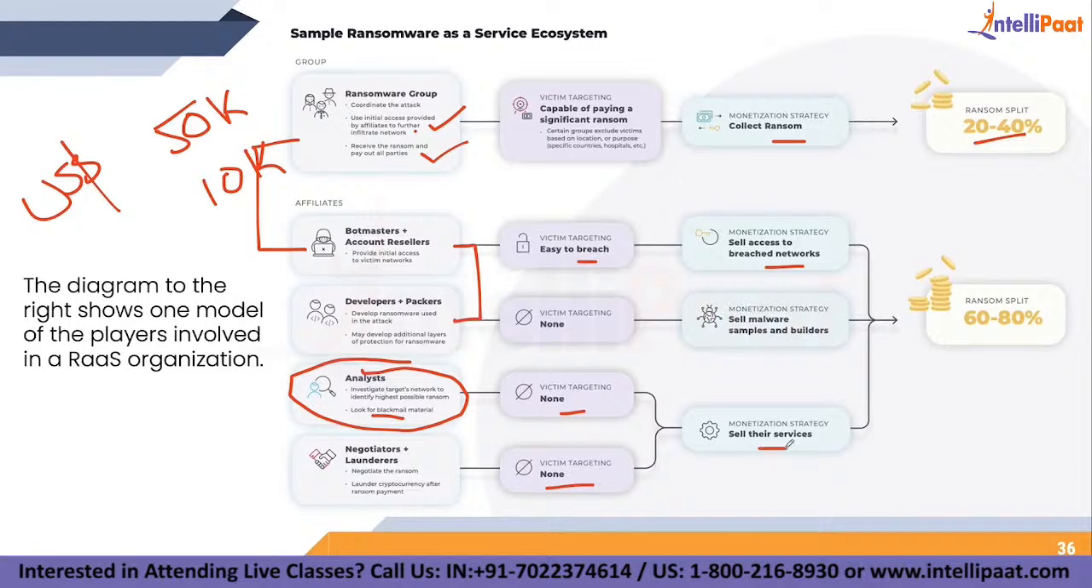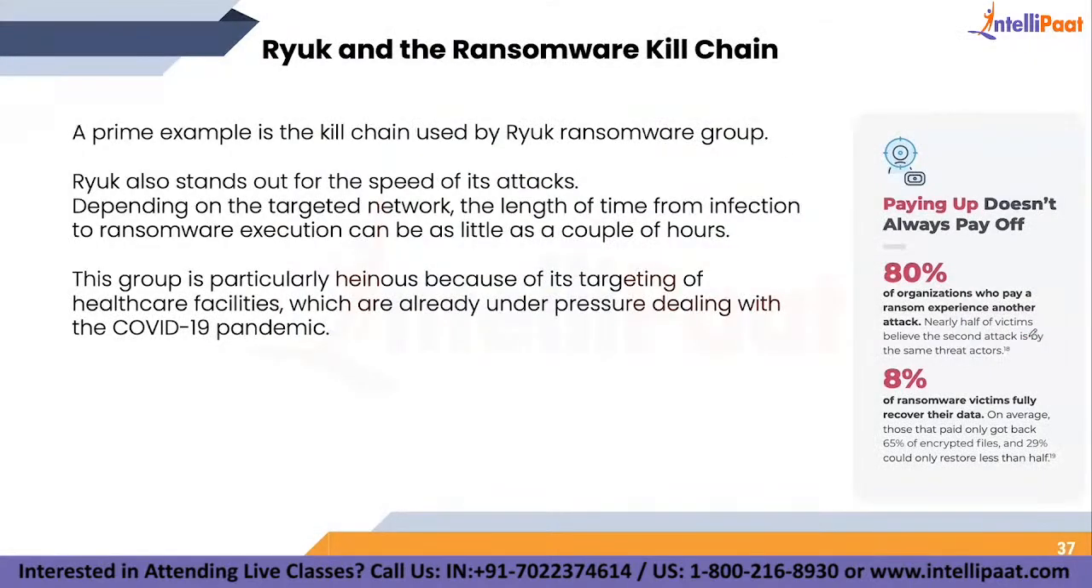The monetization strategy is to sell their services, where they share the revenue on a 60-80 basis. A prime example is the kill chain used by Ryuk ransomware. It stands out for the speed of its attacks and, most importantly, its ability to spread for lateral movement within the organization. This particular attack has become more popular.